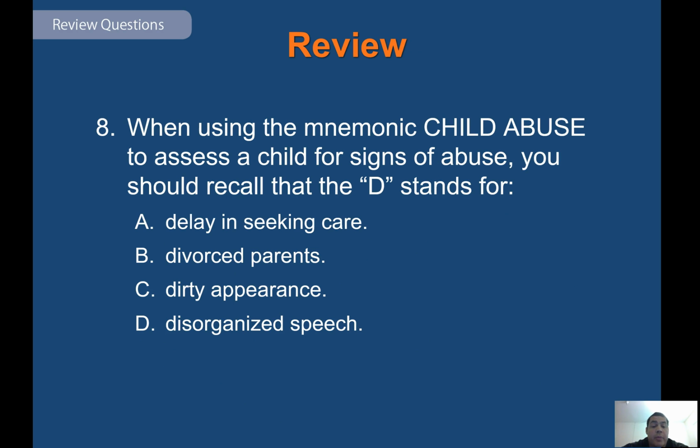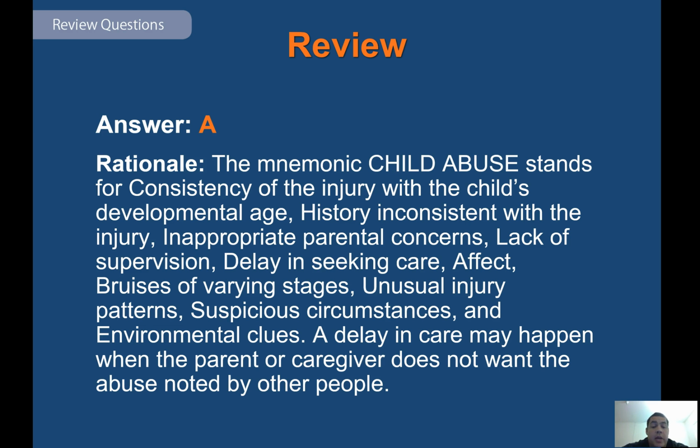When you're using the mnemonic CHILD ABUSE to assess a child for signs of abuse, you should call that the D stands for... So A, the mnemonic CHILD ABUSE stands for consistency of the injury with the child's developmental age, history inconsistent with the injury, inappropriate parental concerns, lack of supervision, delay in seeking care, affect, bruises of varying stages, unusual injury patterns, suspicious circumstances, and environmental clues. Delay in care may happen when the parent or caregiver does not want the abuse noted by other people.